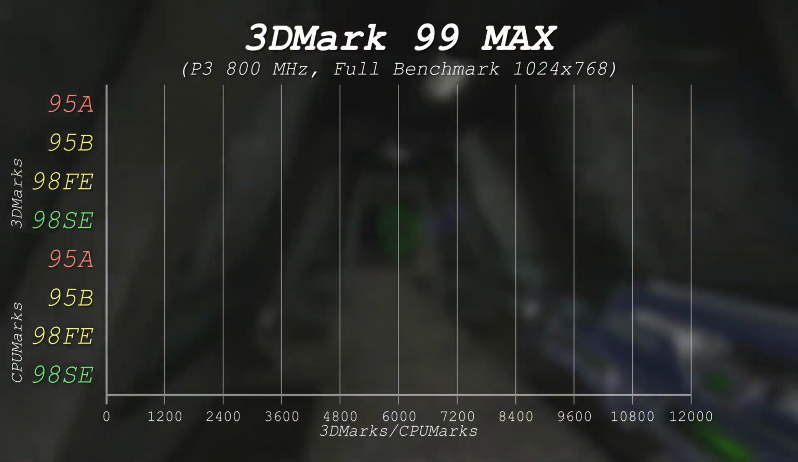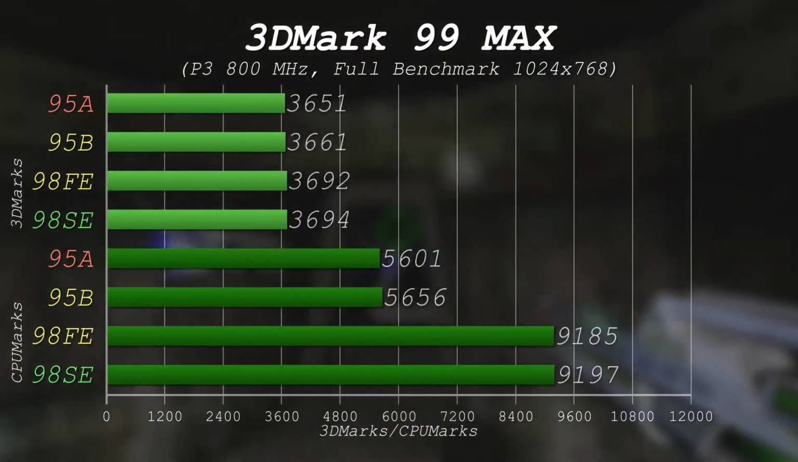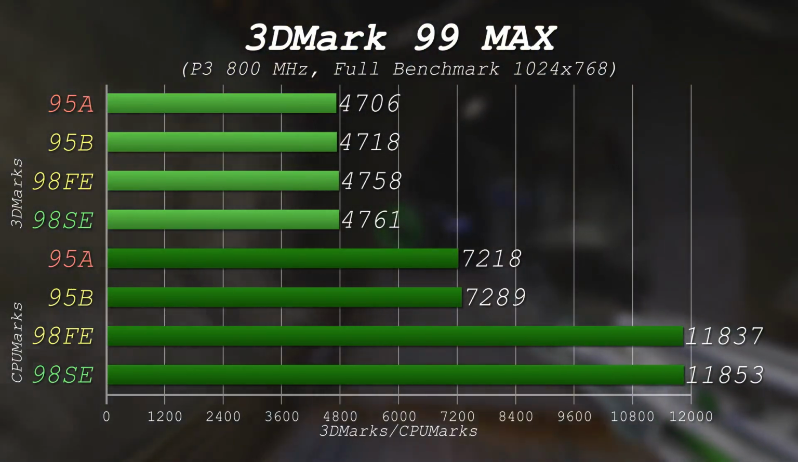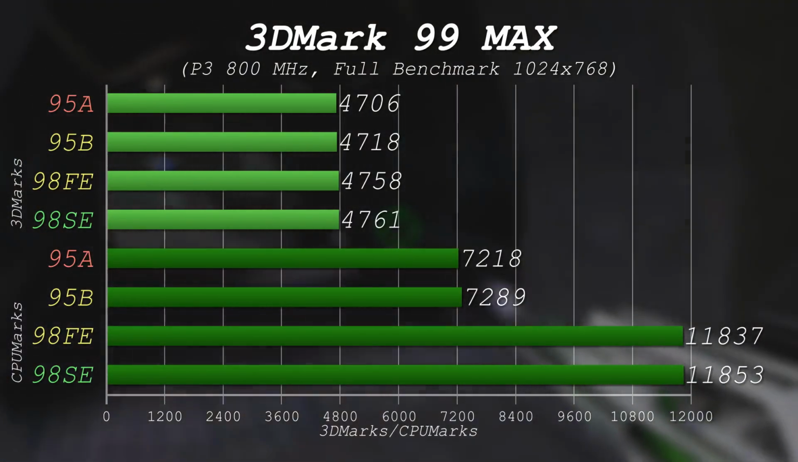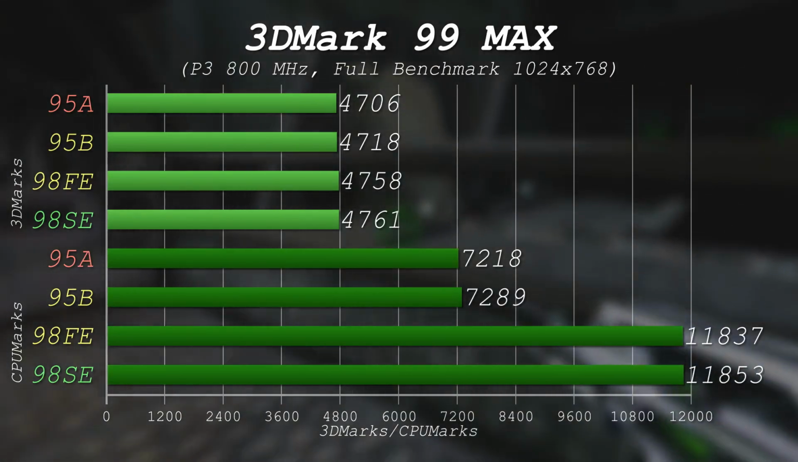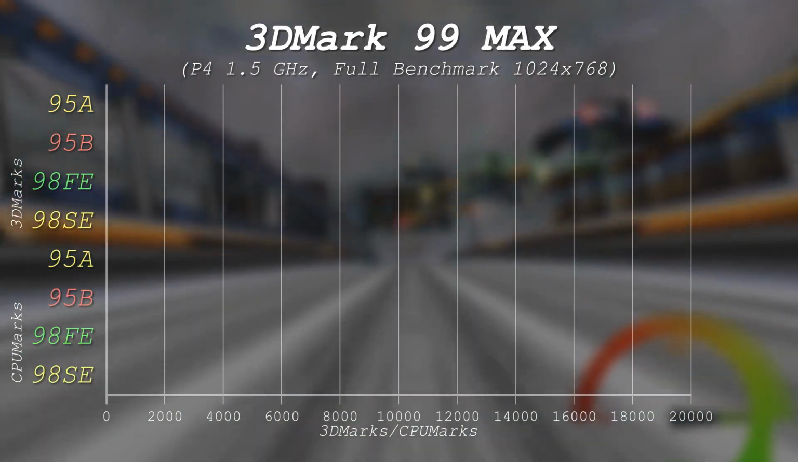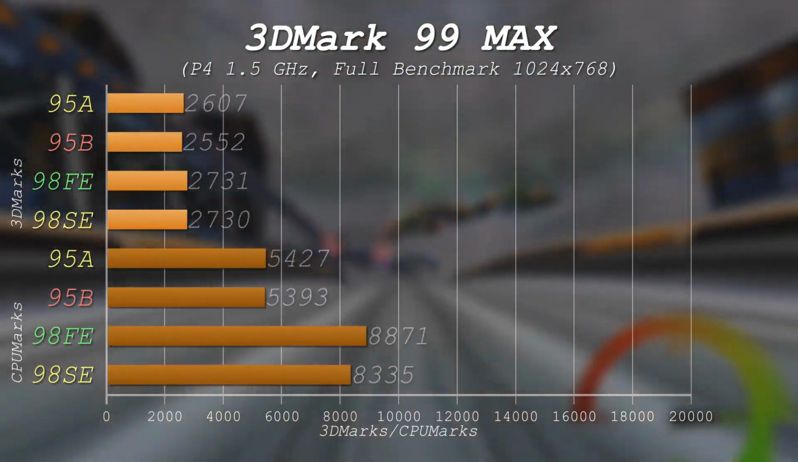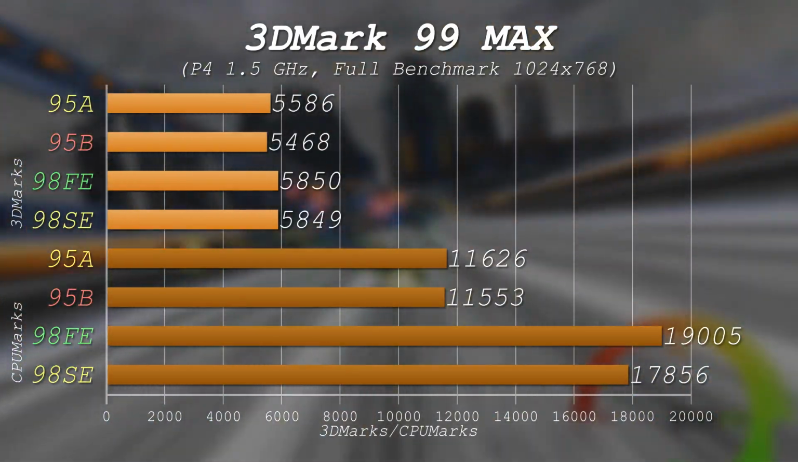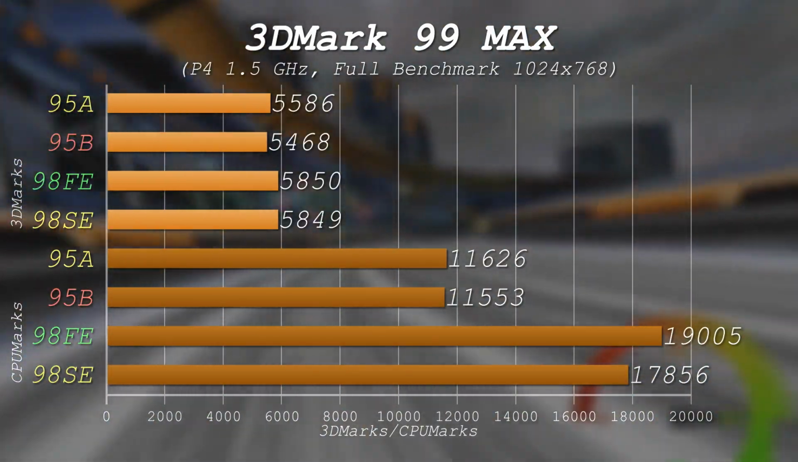3D Mark 99 Max seems to cap at 60 frames per second regardless of what settings I adjust in the driver controls and benchmark settings. The only clear difference between the versions of Windows in which 3D Mark 99 Max was tested lies in the CPU marks. 3D Mark 99 Max makes use of Pentium 3 optimizations on Windows 98, but not on Windows 95.